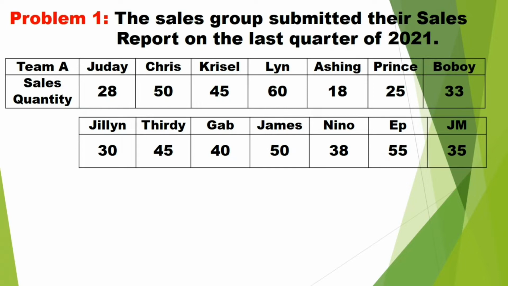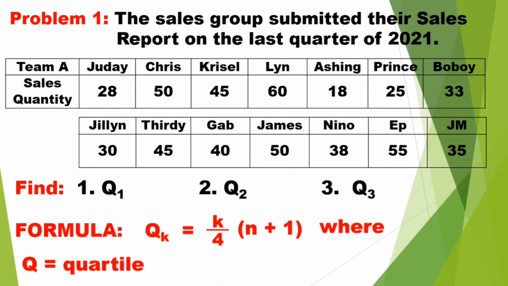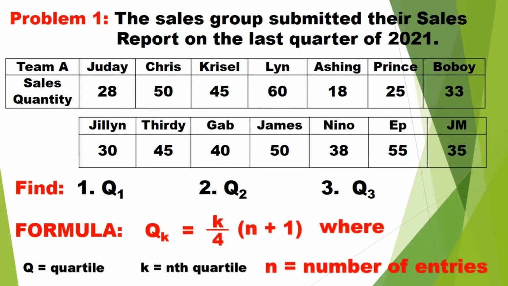The sales group submitted their sales report on the last quarter of 2021. Juday has 28 sales quantity, Chris has 50, Crisel has 45, up to JM with 35 sales quantity. In this video, we will solve quartile 1, quartile 2, and quartile 3. Its formula is Q sub K equals K over 4 quantity N plus 1, where Q is the quartile, K is the desired quartile, and N is the number of entries or data.